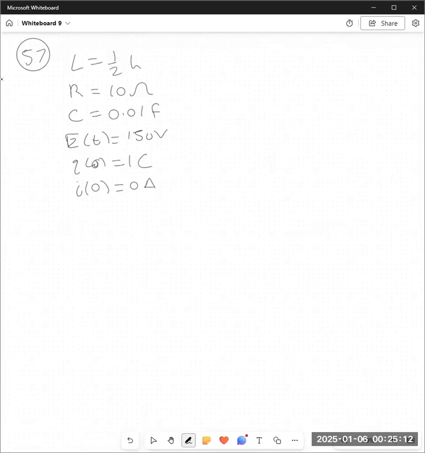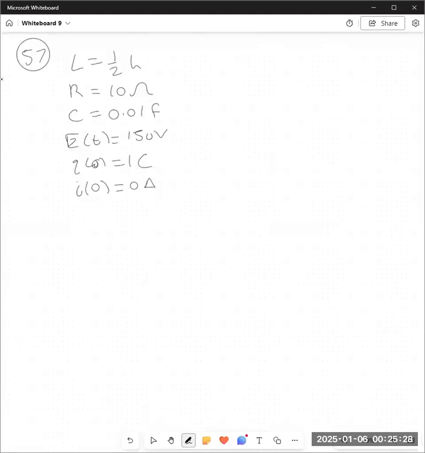So as t goes to infinity, what's our steady state for our charge as opposed to our transient state, which is the part that's making it go up and down and up and down? So what is it that it's approaching there?